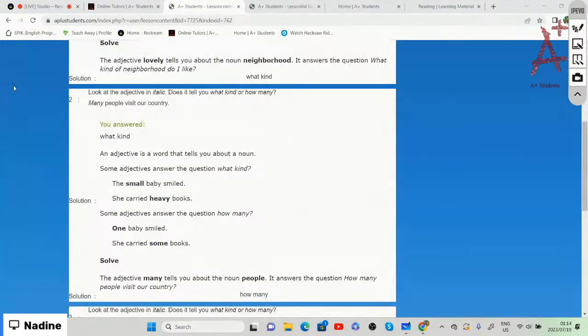Many people visit our country. We need to say if the word many, which is in italics, tells us what kind or how many. Many tells us about the noun, which is people. So many people: people being the noun, many telling us about the noun.